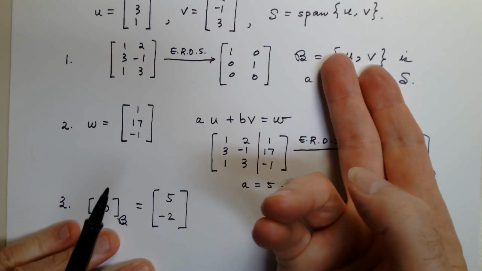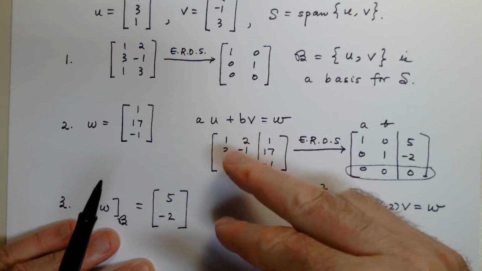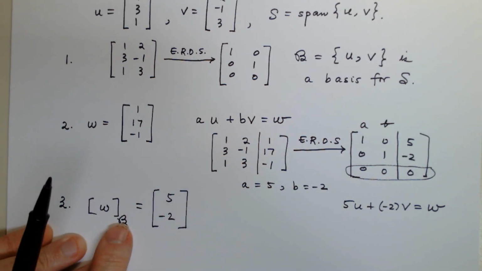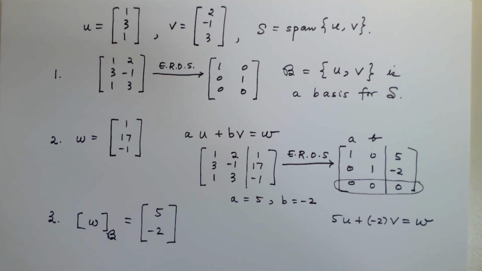If I inverted the order of the basis and I had v first and u second, then I would just invert these coordinates. I'd write -2, 5. So the ordering of the basis will give us the ordering of these coordinates. Okay, so that's how these coordinates can be found and how they can be listed. I hope you enjoyed the solution to that problem. And that brings a close to this section 3.5.